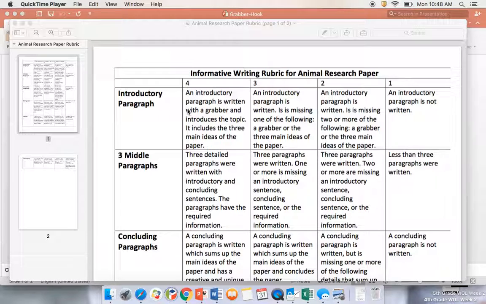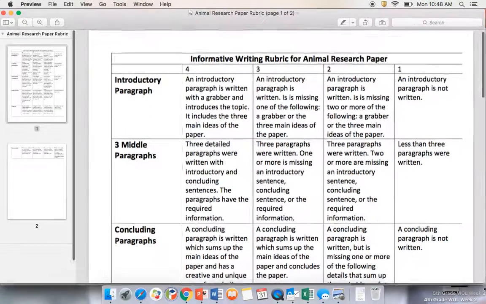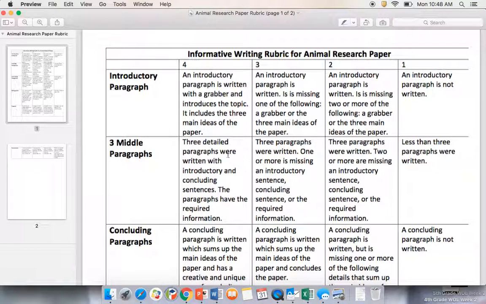But it's also a more important tool for you as a student to be able to know what grade you're going to get, because you can look in the column and see exactly what you need to do to get a certain grade. So this is your animal writing rubric for the research paper, your informative writing.